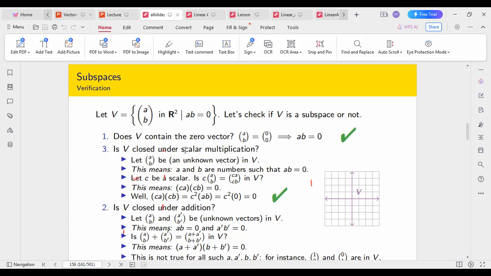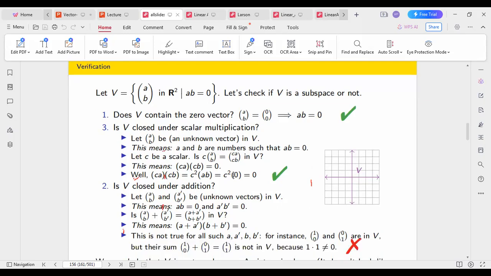Now the third condition: is B closed under scalar multiplication? Let (a, b) be in B. This means that a and b are numbers such that ab equals 0. Let c be any scalar; then the vector c(a, b) can be written as (ca, cb), which should exist in B. We recall that ca times cb equals c squared ab, that means 0. That means the closure law is satisfied. So B is closed under scalar multiplication.